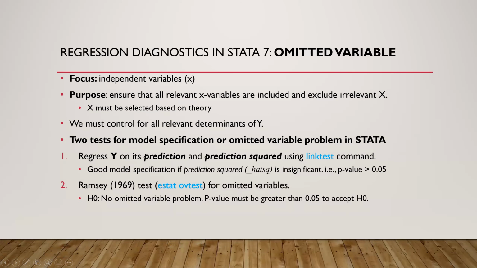We can also use the Ramsey test for omitted variables. And here, if the p-value is also greater than 0.05, then we accept the null hypothesis that we don't have an omitted variable problem.